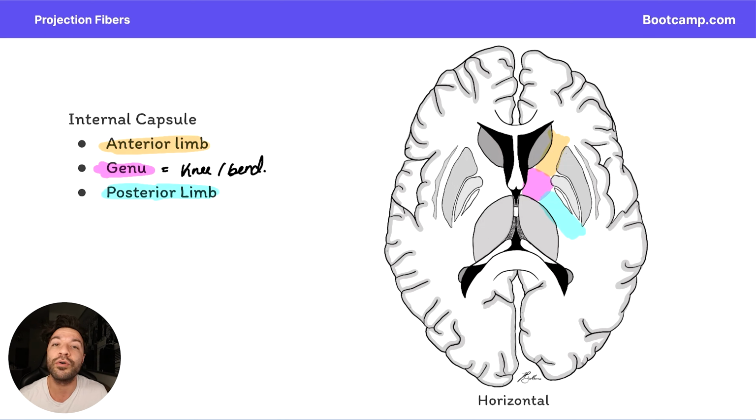And it's important to know how the internal capsule is divided, because different information travels through each segment, as well as they receive blood supply from different areas, which we'll talk about in future videos. But for an example, the genu carries information which is going to the face. So if we had a stroke in the blood vessel which supplies the genu, well, that would manifest clinically in deficits that we would see on our face.